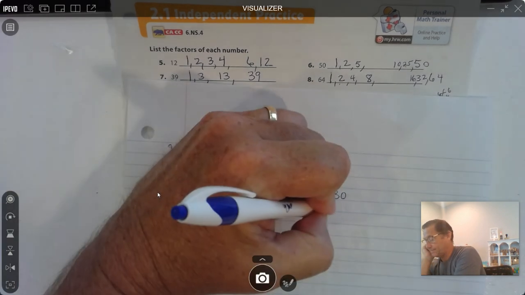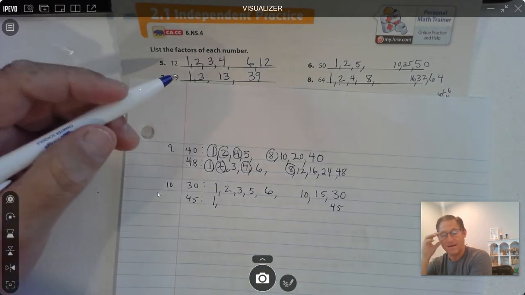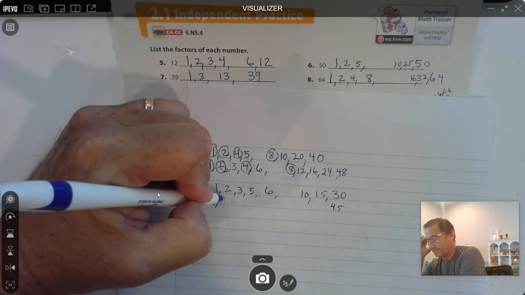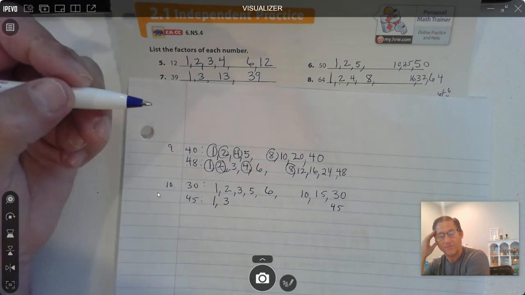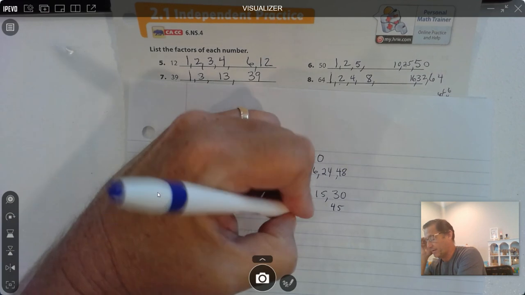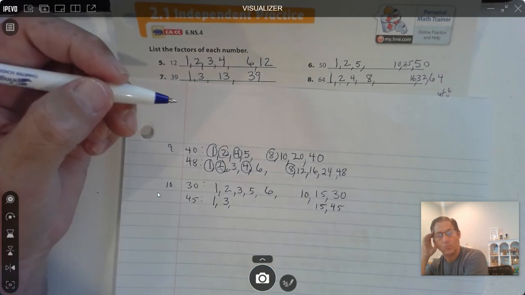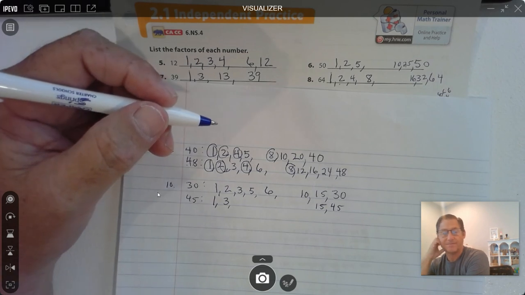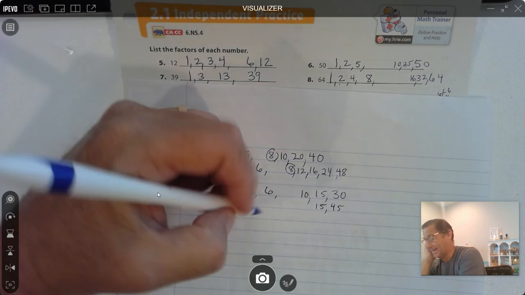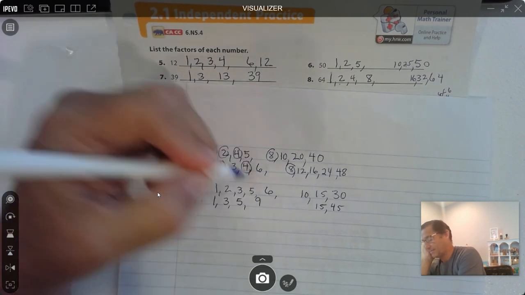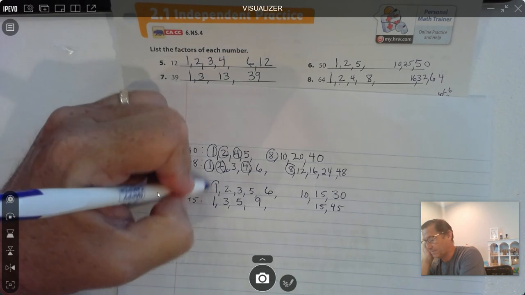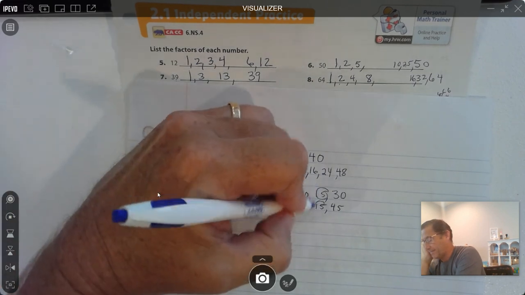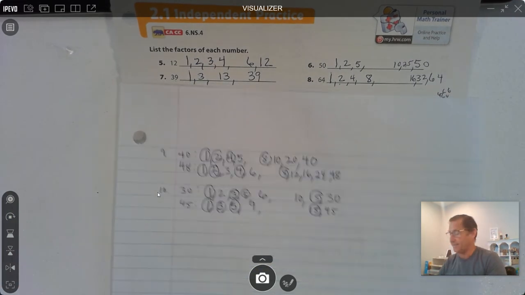45, 1 and 45. 2 is not a factor of 45. It does not end in a 5 and is not an even number. 3 is. 4 plus 5 is 9. 9 is divisible by 3, so 45 is divisible by 3. 3 times 15. 4 is not a factor of 45. 6 is not a factor of 45. 7 is not a factor of 45. 8 is not. 9 is. 9 times 5. All right, so our factors in common are 1, 3, 5, and 15. So our greatest common factor is 15.